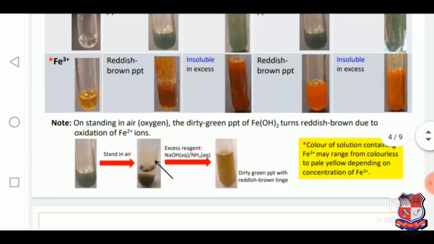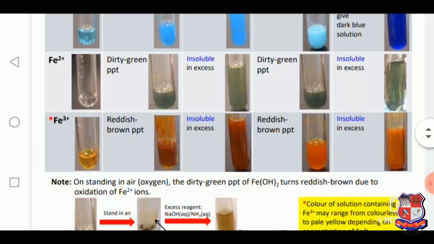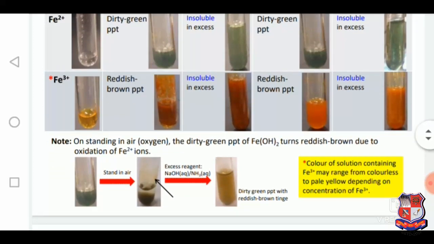that is also over here. And here one note has to be considered: on standing in air, oxygen, the dirty green precipitate of Fe(OH)2, that is ferrous hydroxide, turns reddish brown due to the oxidation of Fe+2 ion. The color of the solution containing the Fe+3 ion may range from colorless to pale yellow depending on the concentration of Fe+3, and that is the most important observation that a student or any analyst has to make, because on standing the ferrous ion gets converted into ferric ion and will change in color.